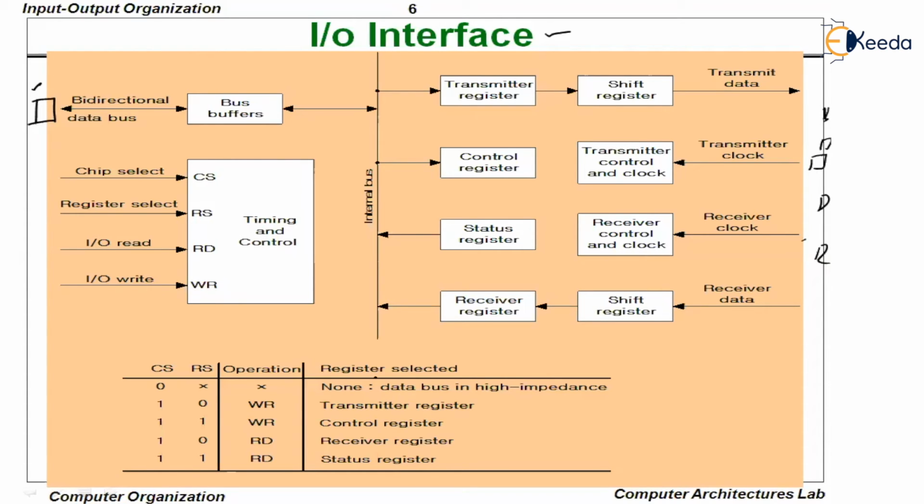This is the entire interface. Once again, there is a bus buffer to start with, and there is an internal bus to the IO interface. This is the control unit, the controller rather, of the interface. There are four inputs to the controller: chip select, register select, read and write. Transmitter register, control register, status register, and the receiver register. Transmitter register is connected to shift register. Receiver register is receiving the information from shift register.